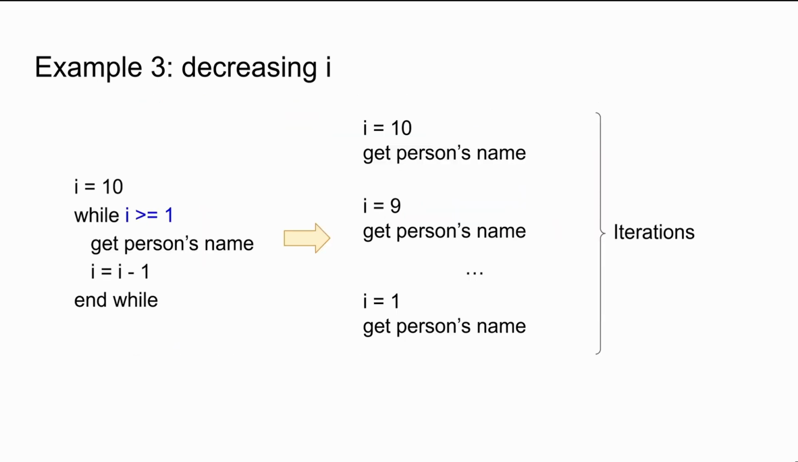In this example, we will have, again, 10 iterations. But this time in the first iteration, i will be equal to 10. In the second iteration, i will be equal to 9. And it would keep decreasing by 1 until i is equal to 1.